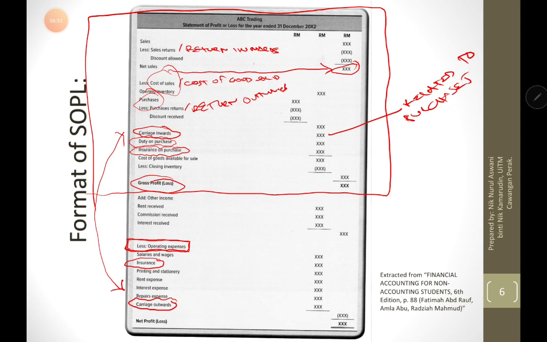And then we add opening inventory, add purchases, less return outwards, less discount received, add carriage inwards, add duty on purchase, add insurance on purchase. We will get the cost of goods available for sale. And then we less closing inventory.